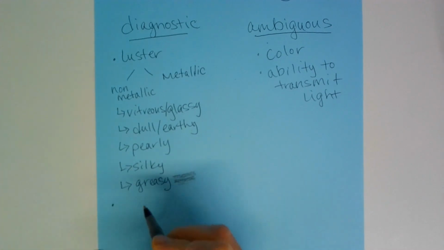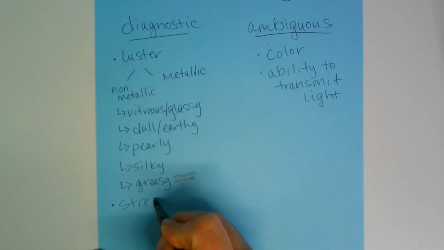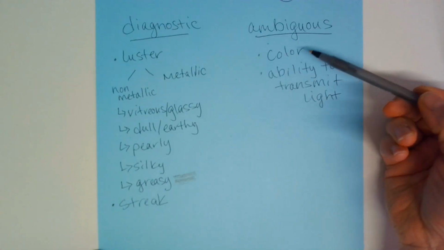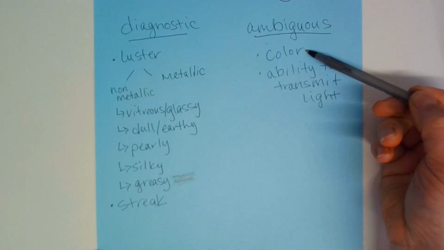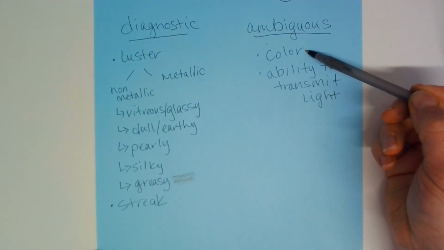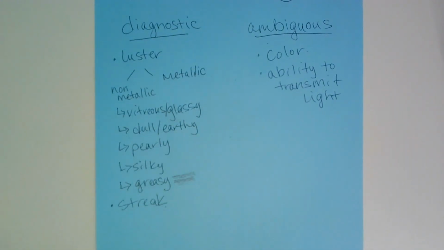Another diagnostic tool that we have is streak. So if color is ambiguous, and we can't use that to diagnose which mineral we're looking at, streak is the diagnostic version of that. It is the color of the powder.